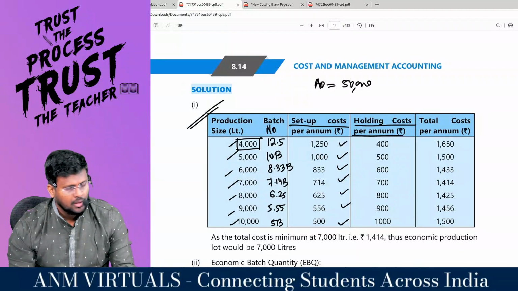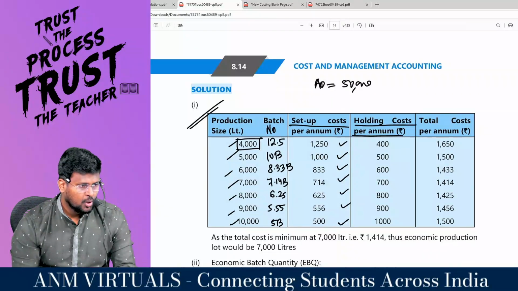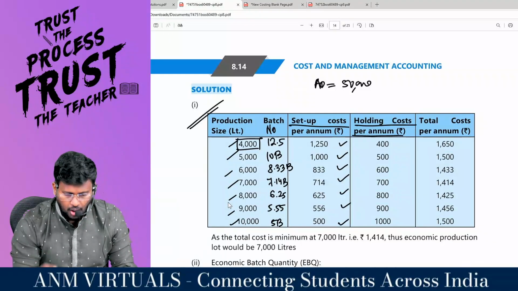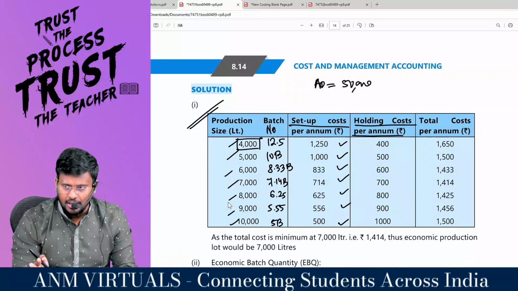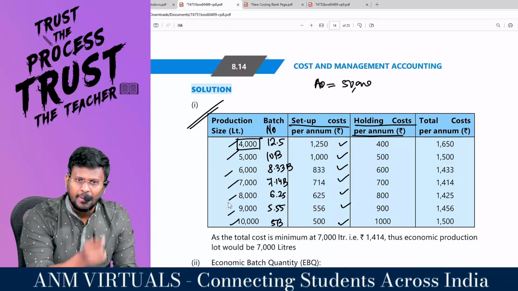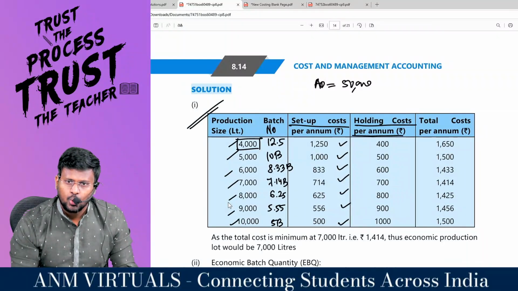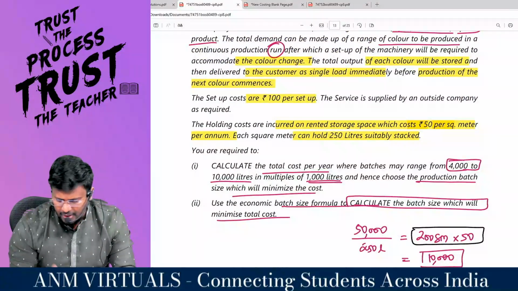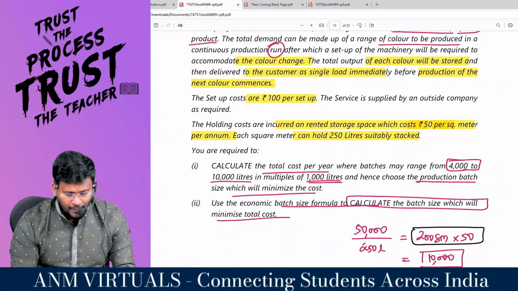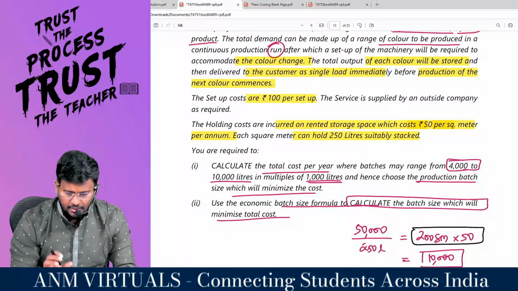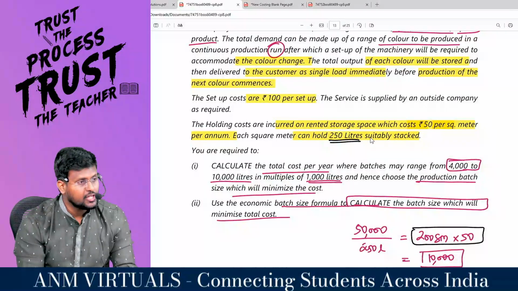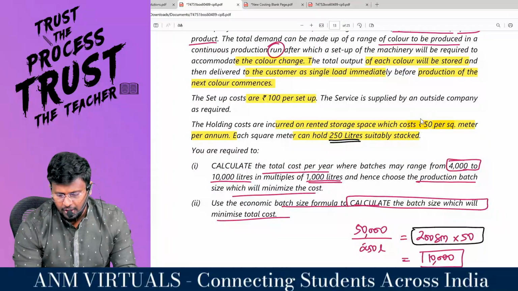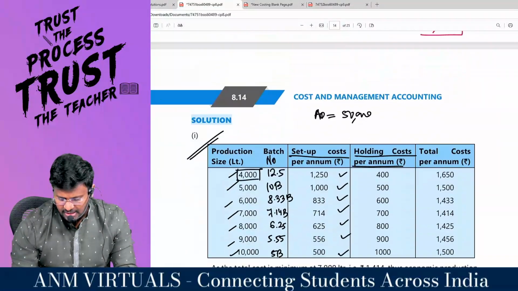Shall I calculate? How much should I hold? 2,000 liters I should hold. If I am manufacturing 4,000 liters, start will be 4,000 liters, end will be 0 liters, so on average I have to carry 2,000 liters. Divided by, how much liter can I carry per square meter? 250 liters I can carry in every square meter. So divided by 250, into 50 per square meter. Getting it? That means it comes to 400.